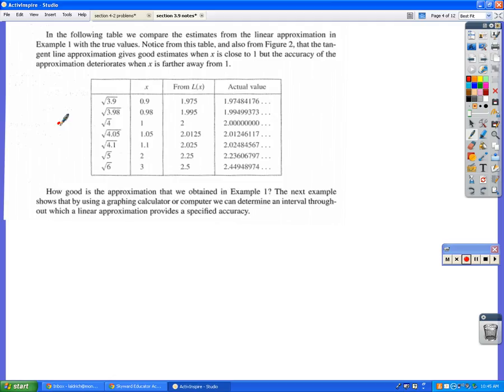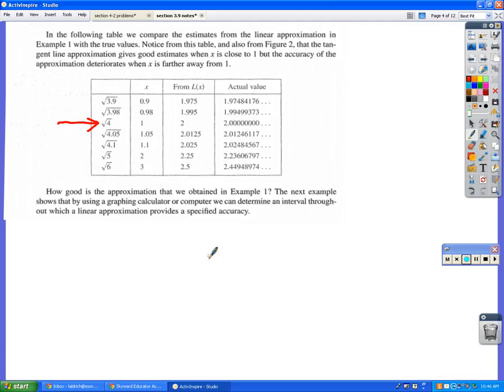So this is the one that we know the actual answer of, and so these two are exactly the same. This one, if we did the linear approximation like we did, we get 1.995, which is pretty close to 1.99499. But then if we did it for 0.9, we'd get 1.975, which is a little bit farther away, because the tangent line and the graph get gradually farther and farther away from each other, right?